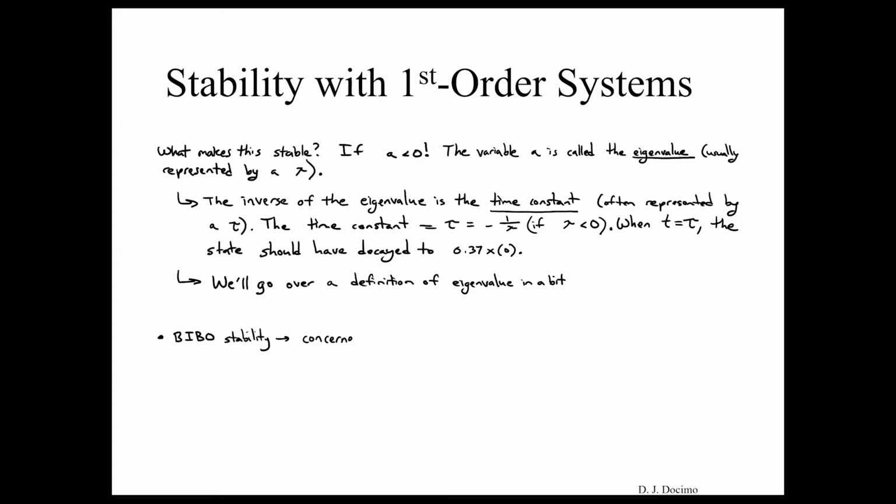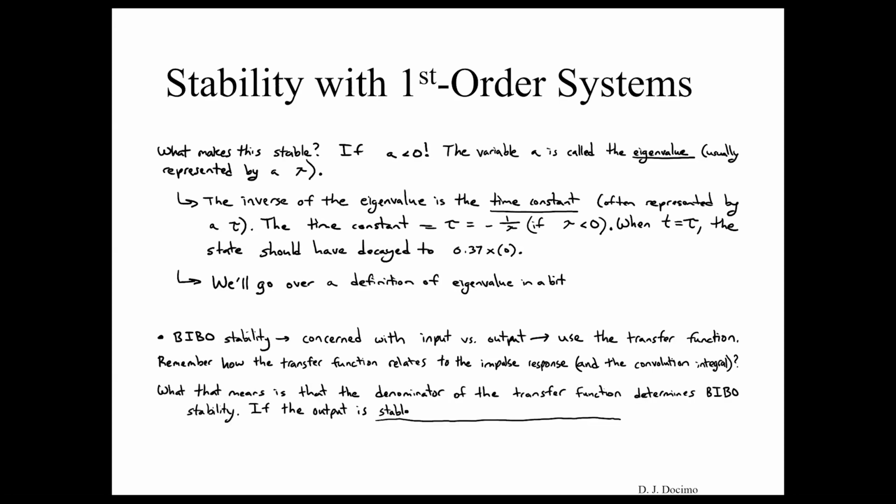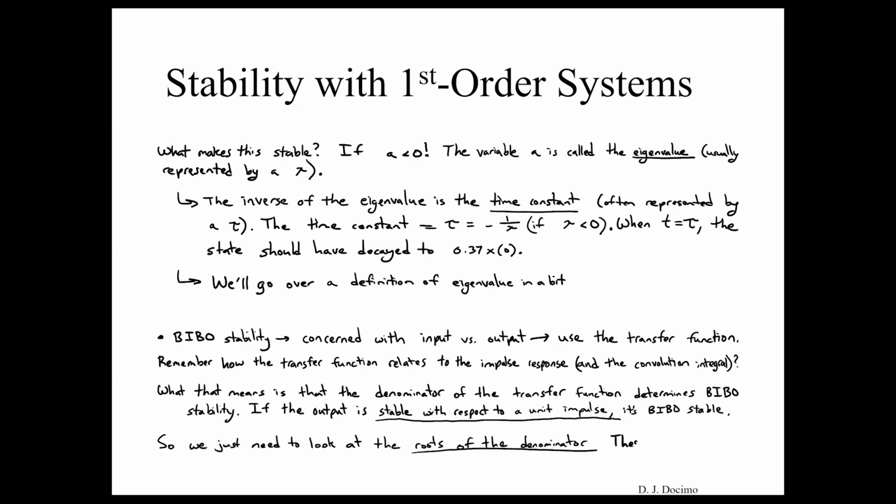Now, similarly for BIBO stability, we're concerned with stability, but it's for the input versus the output. So we're going to look at the transfer function in this case. Remember how that transfer function relates to the impulse response in the convolution integral. That's something to keep in mind. So what it means is that the denominator of the transfer function determines BIBO stability. If the output is stable with respect to a unit impulse, it's BIBO stable. So we just need to look at the roots of the denominator. These are the poles.